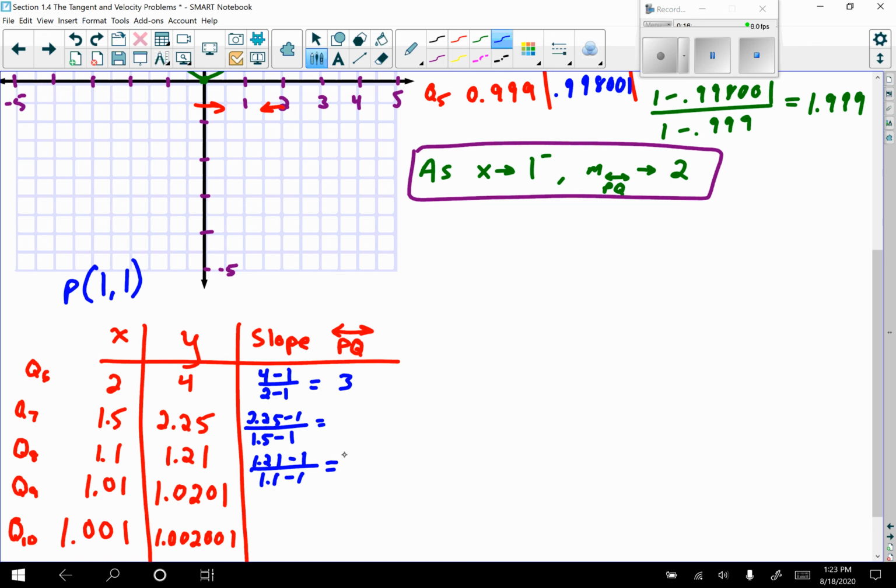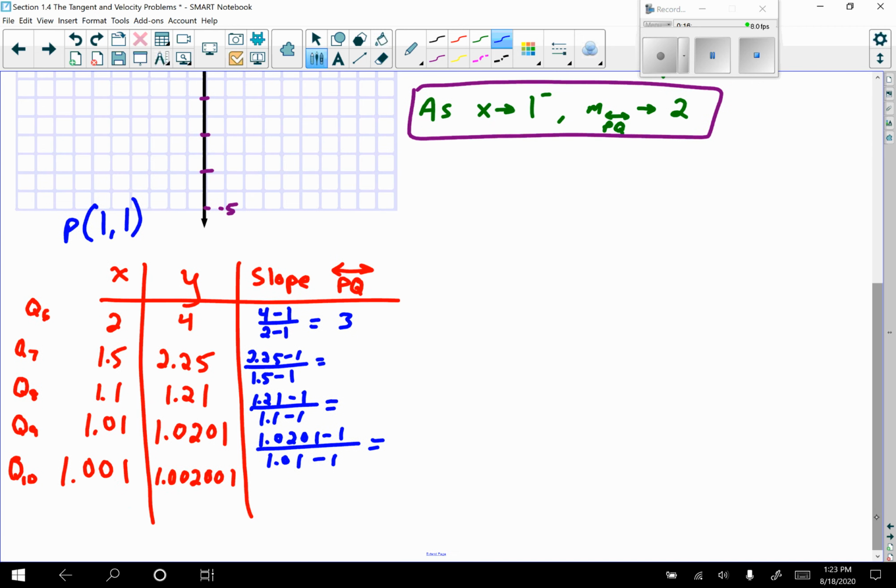The fourth here, or Q9, will become 1.0201 minus 1 over 1.01 minus 1. And then the last will become 1.002001 minus 1 over 1.001 minus 1. So go ahead and pause the video and just calculate those slopes and then continue playing to generate the rest of these answers.